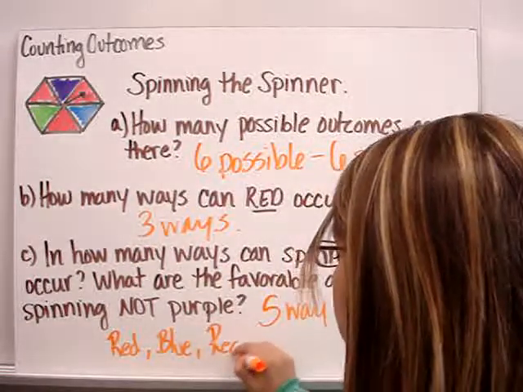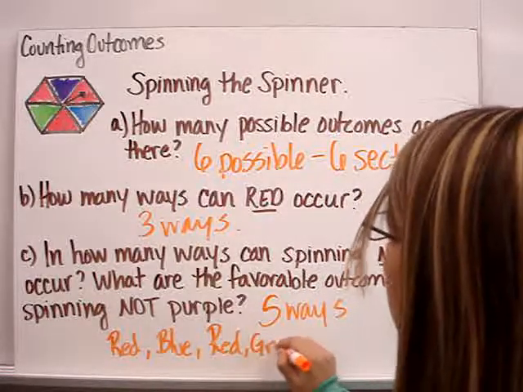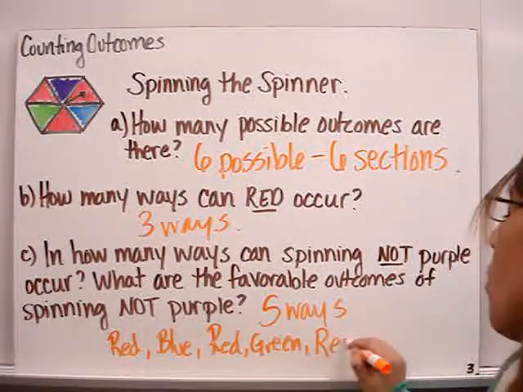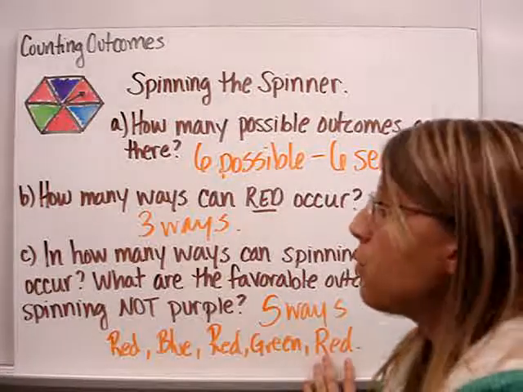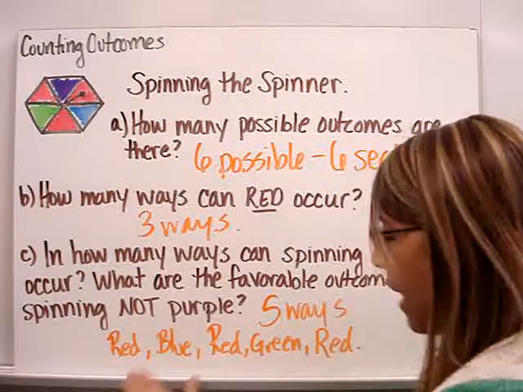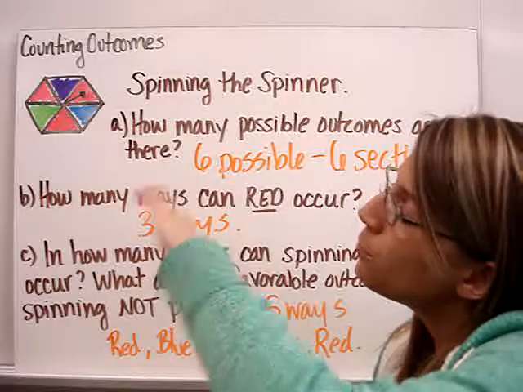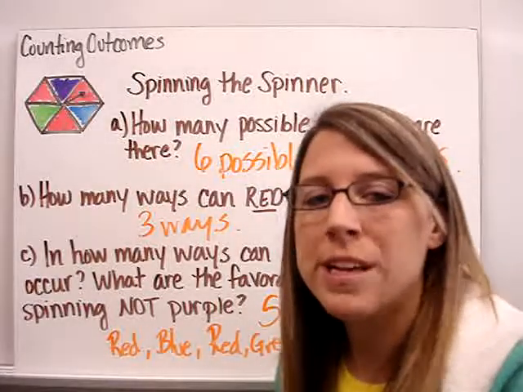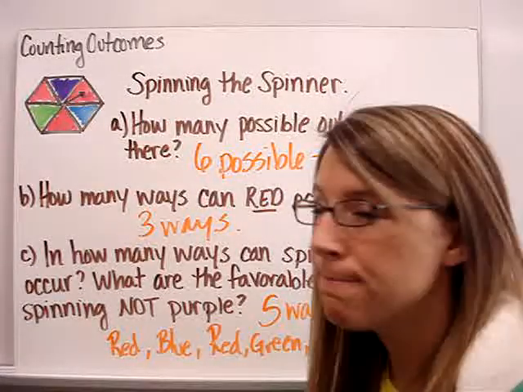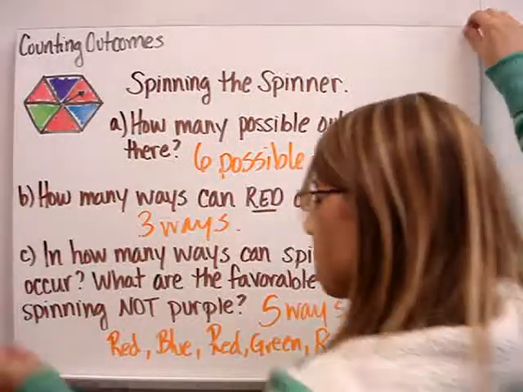So red, green, and then red one more time. So because there are 5 ways, not purple can be red, blue, red, green, or red. And we say red 3 times because there are 3 separate red pieces of that spinner in this case. Okay.